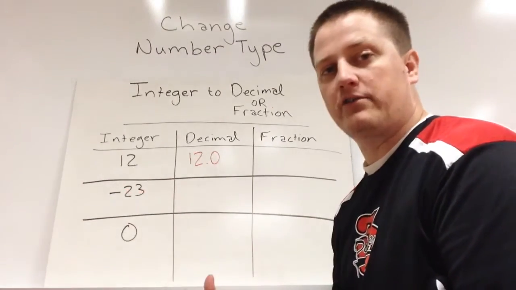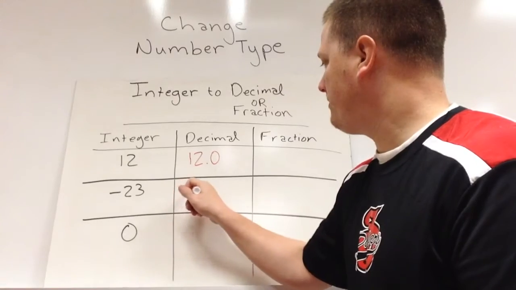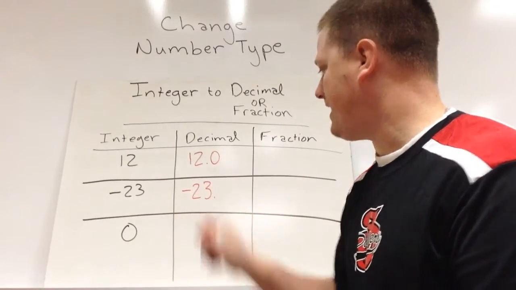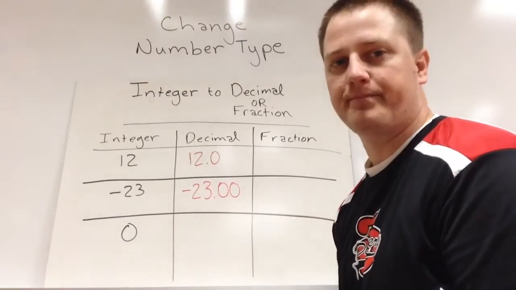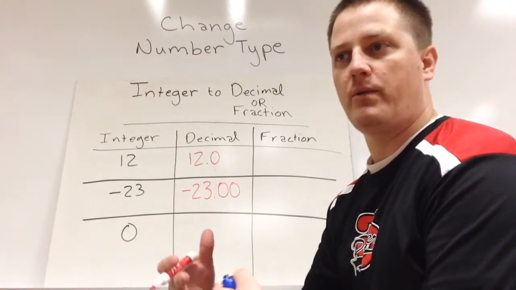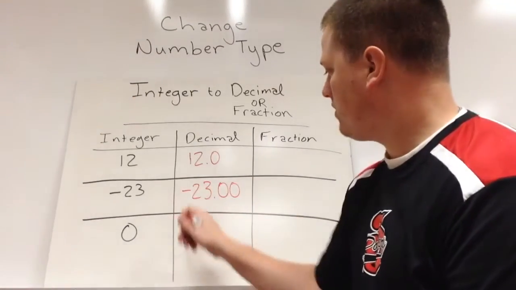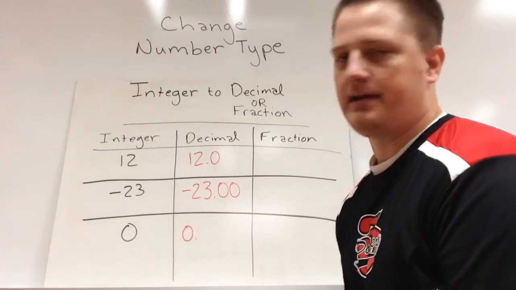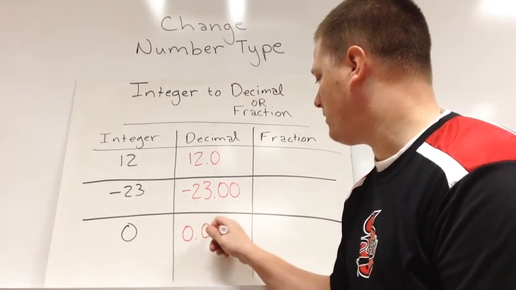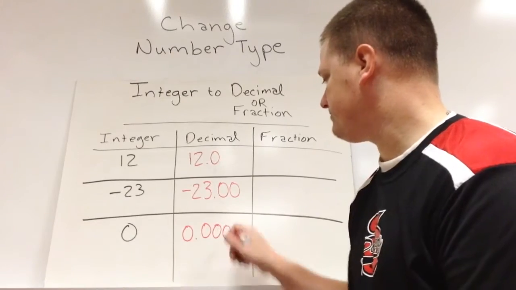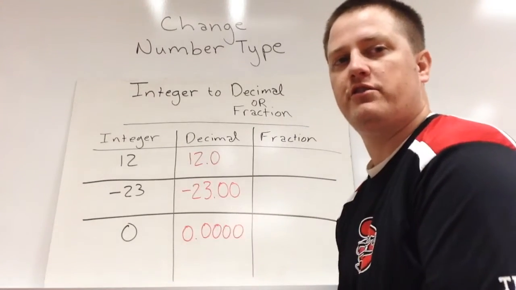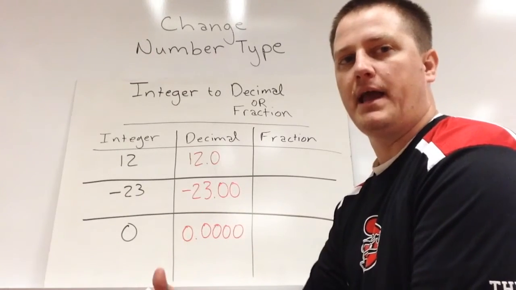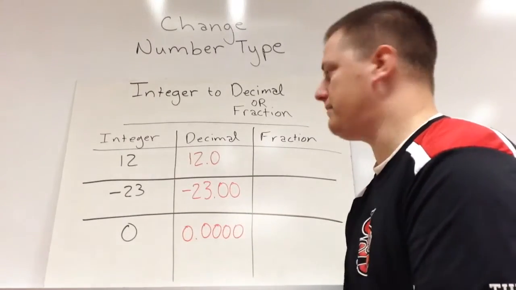If we need 2 extra decimal places, we put our number, add a decimal point, and put 2 zeros after it. If we would need, say, let's go with 4 decimal places, we would put our number, add a decimal point, and add 4 zeros. So really, to change an integer to a decimal is just the fact of adding a decimal point and as many zeros as are needed.